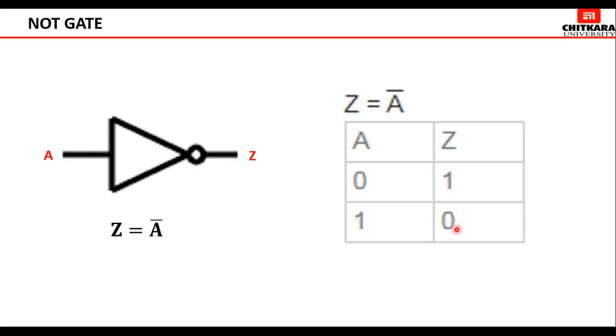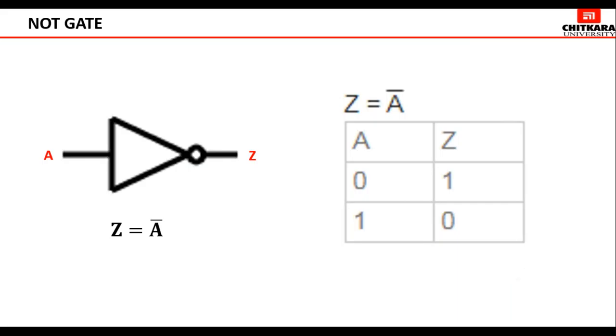Okay. Any doubts so far? You can always put your doubts in the question tab and I'll answer them. Any questions so far? Okay, I cannot find any questions right now. Fine. So these are the three basic gates.